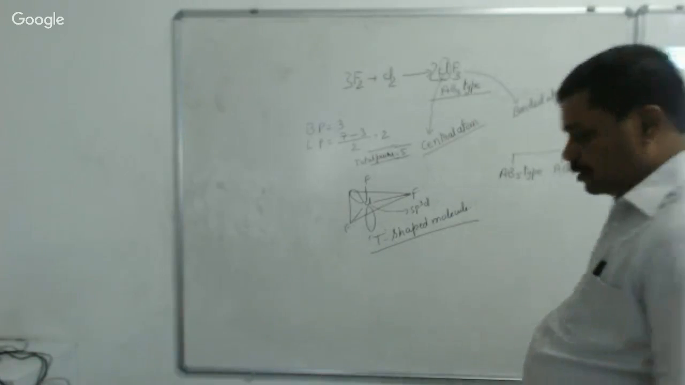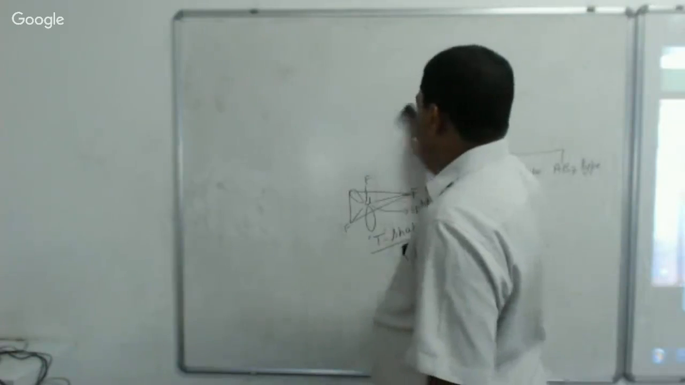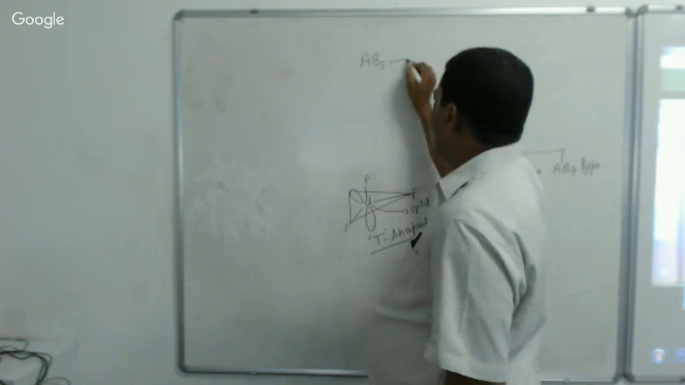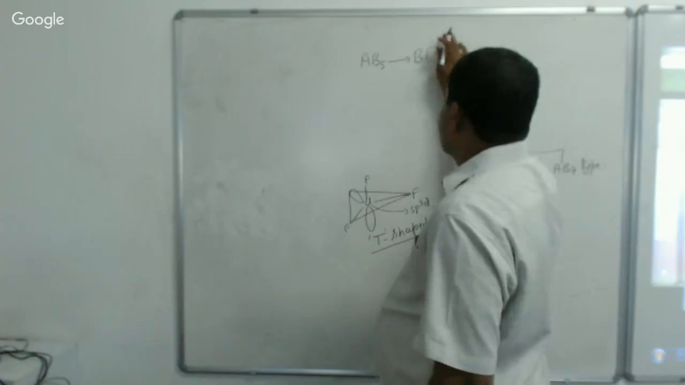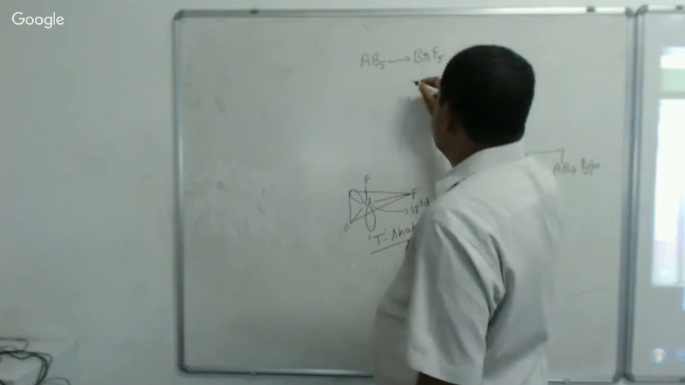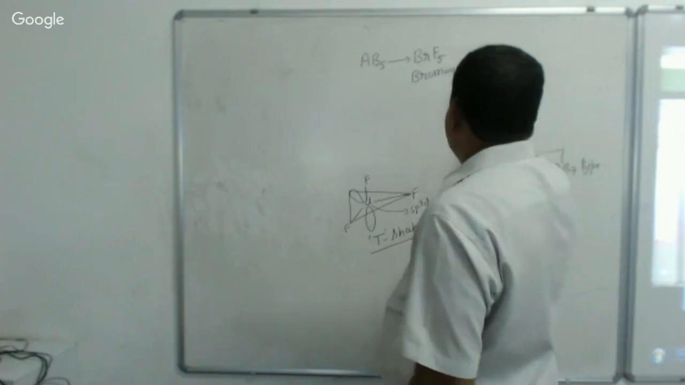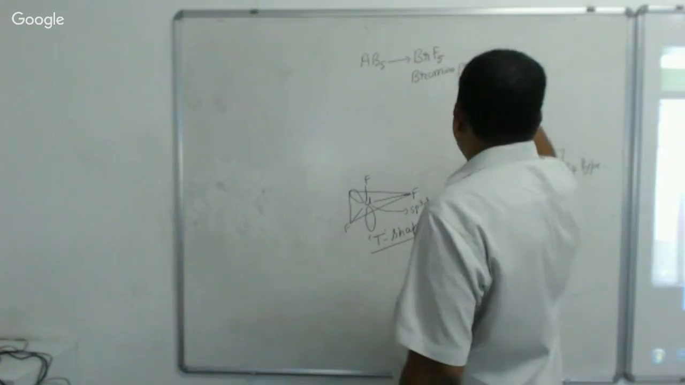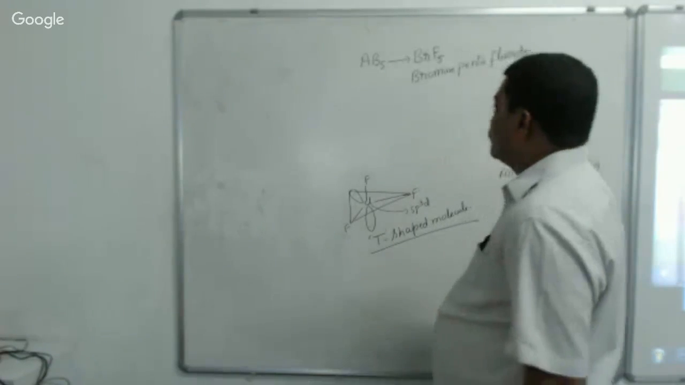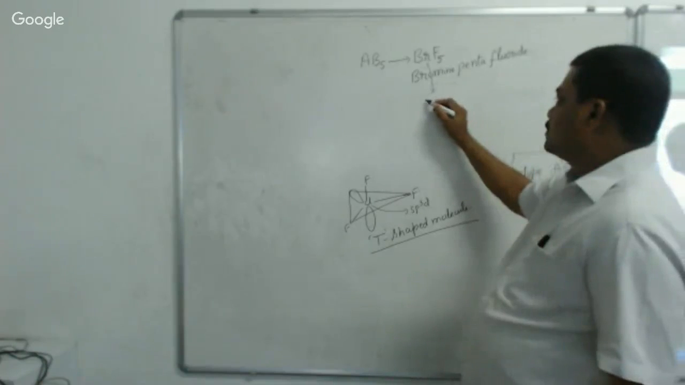Now if you go for AB5 type, I can take BrF5, bromine pentafluoride. Now this is the central atom.